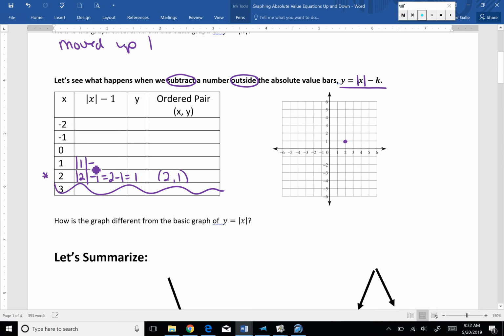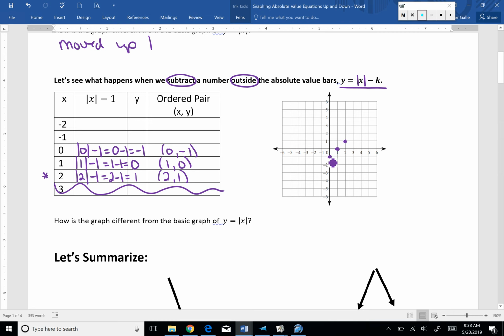Next in for x is 1. Absolute value of 1 is 1. 1 minus 1 is 0. Zero in for x. Absolute value of 0 is 0. 0 minus 1 is negative 1.